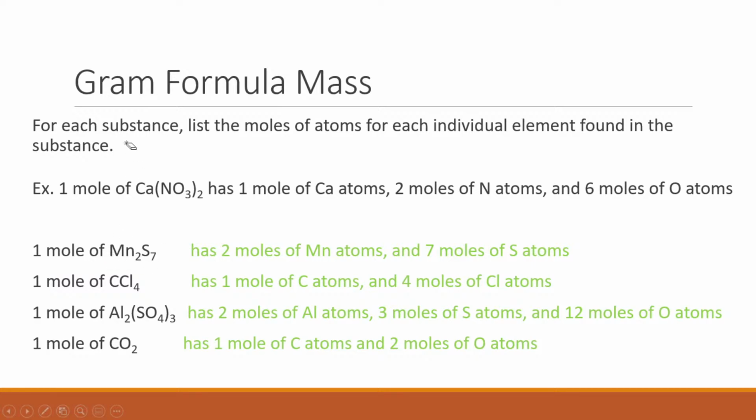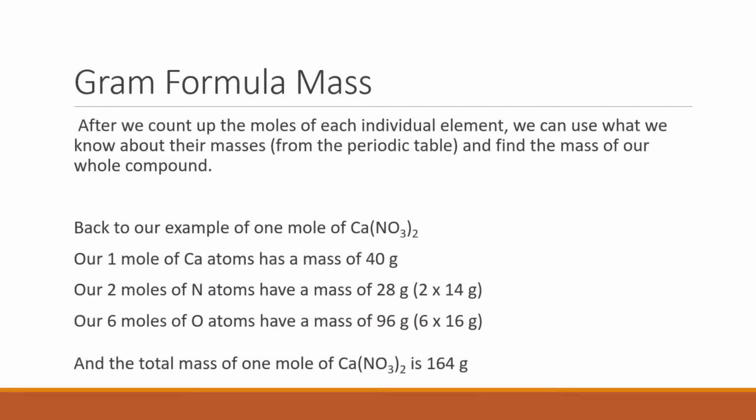And then we consult the periodic table. Then we look at the periodic table and say, okay, how much does each of these things weigh? How much is 1 mole of carbon? How much is 4 moles of chlorine? Sticking with our calcium nitrate example, we look at the periodic table, right? We take their masses from the periodic table and look to try to find our whole compound. When we break down calcium nitrate, it's 1 mole of calcium atoms, 2 moles of nitrogen atoms, and 6 moles of oxygen atoms.